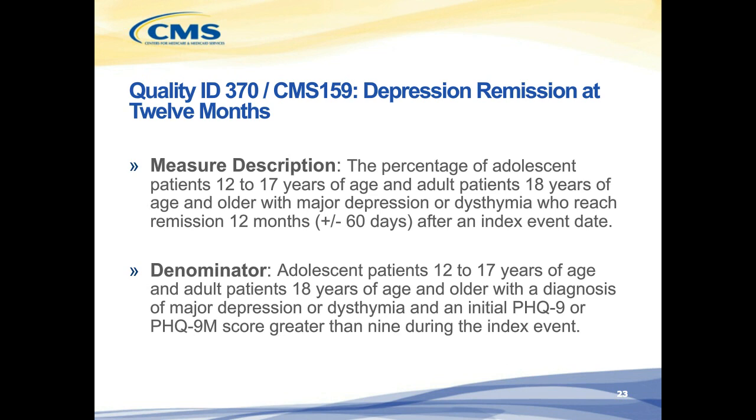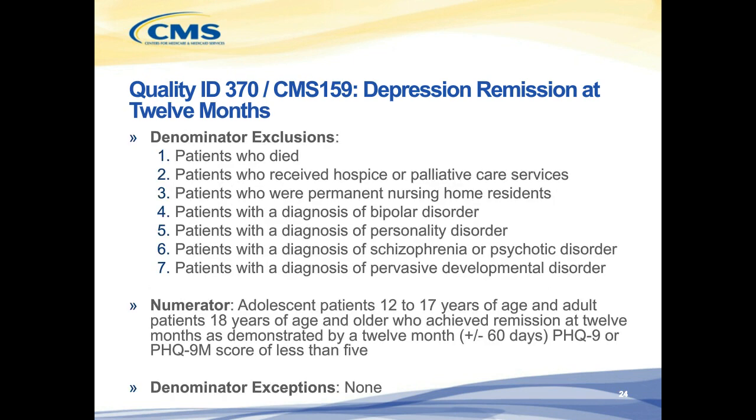The denominator looks at adolescent patients 12 to 17 years of age and older with a diagnosis of major depression or dysthymia with an initial PHQ-9 or PHQ-9M score greater than 9 during the index event. When we look at the denominator exclusions, they exclude patients who died, patients who received hospice or palliative care services, patients who were permanent nursing home residents, patients with a diagnosis of bipolar disorder or personality disorder or schizophrenia or psychotic disorder or pervasive developmental disorder.